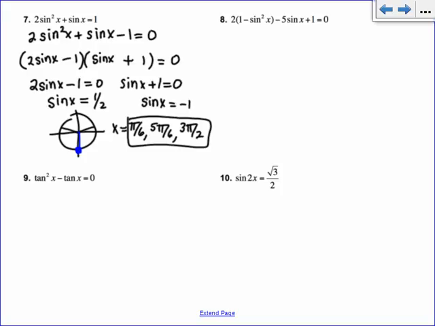All right, so next one, we have a little simplifying to do before we can factor. So we're going to distribute the 2. So 2 minus 2 sine squared x minus 5 sine of x plus 1 equals 0.